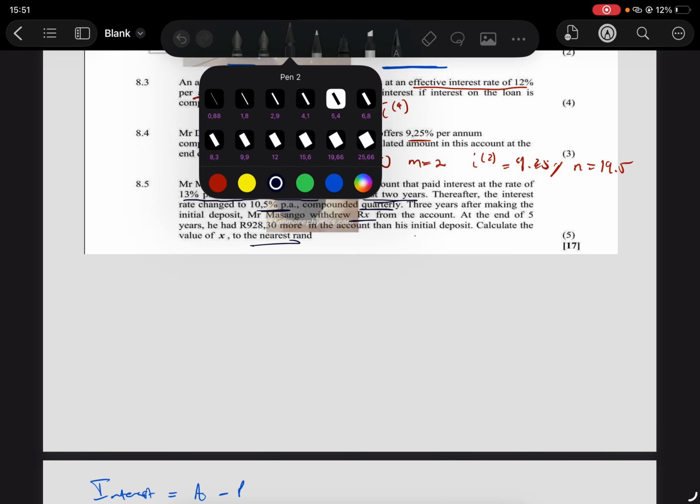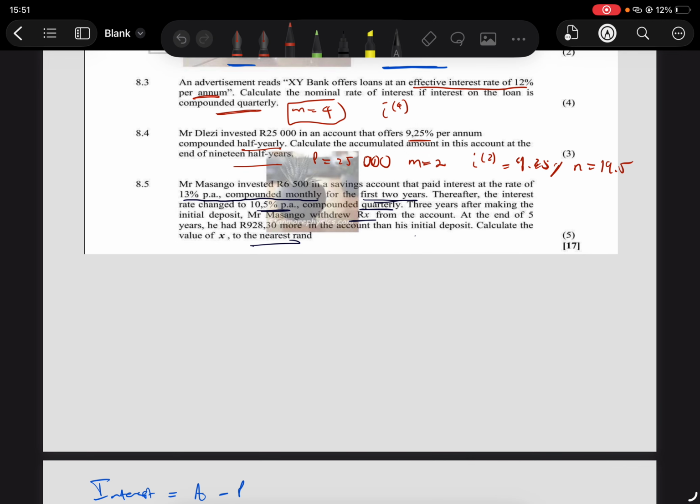A timeline makes it easy for us to see where changes happen, where more deposits or even withdrawals happen. So this is how we usually show our timeline. It looks more like a number line. Time 0 is the beginning of your investment, and the last time, which we call time n, will be at the end of your investment. Okay, cool. So Mr. Masango invested R6,500 in a savings account that paid the interest rate of 13% per annum compounded monthly for the first 2 years.